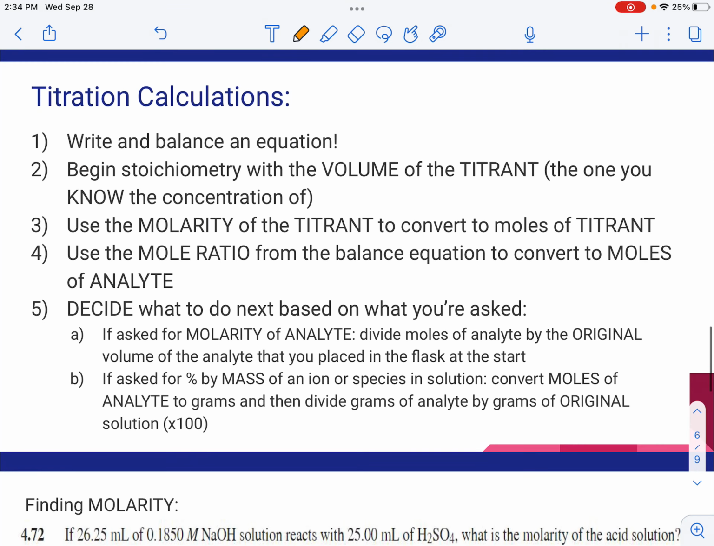Okay, so let's talk calculations. The first thing you need, of course, is a balanced equation because you're going to need the coefficients. So this is first. It can be a net ionic equation or it can be a molecular equation.